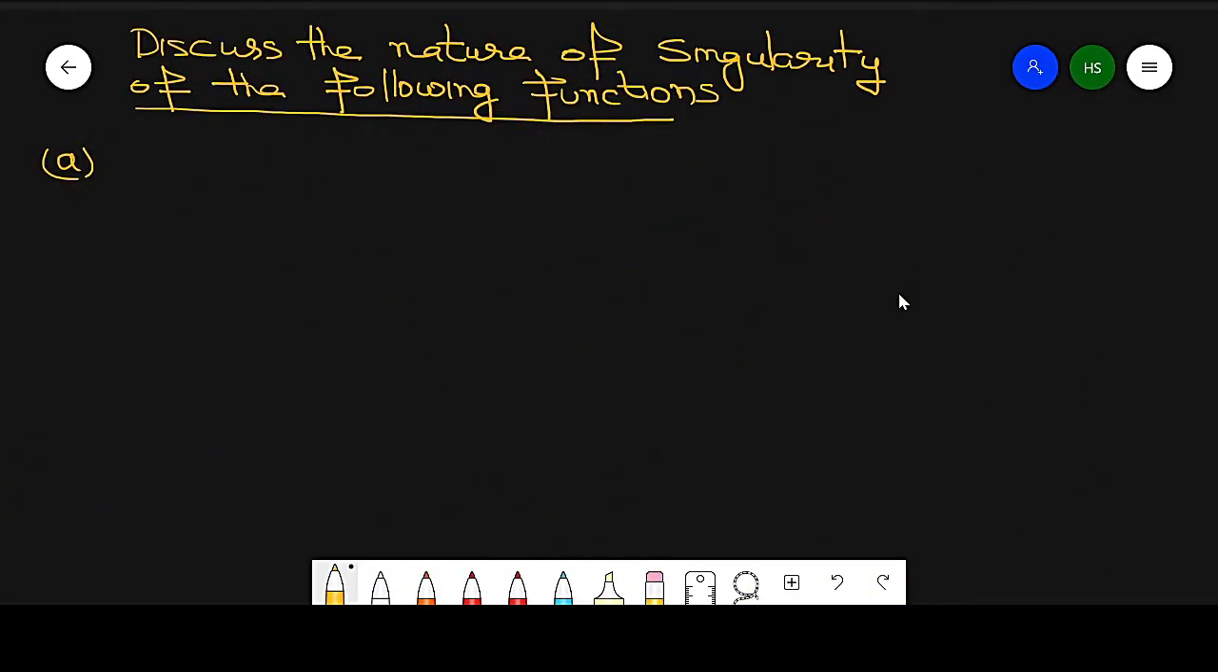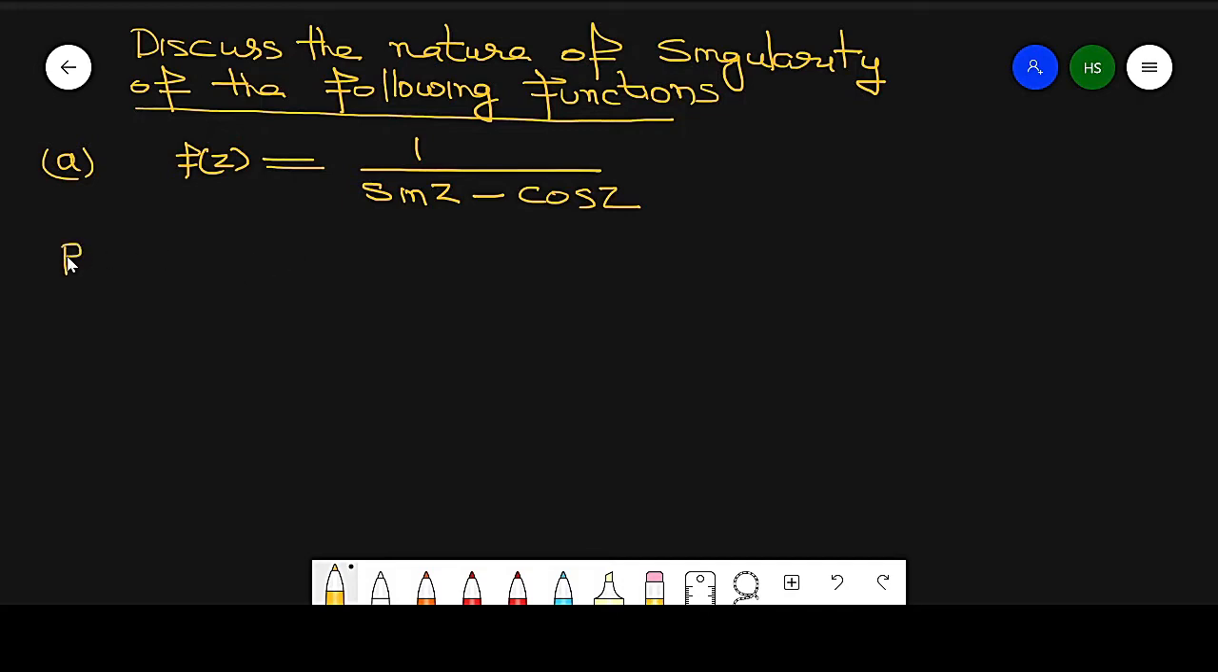In this lecture, we will discuss the nature of the singularity of the function. For example, I take the first function f of z, which is equal to 1 by sine of z minus cos of z. So this is my first function. Now, singularities or poles of a function can be obtained by putting the denominator equal to 0.